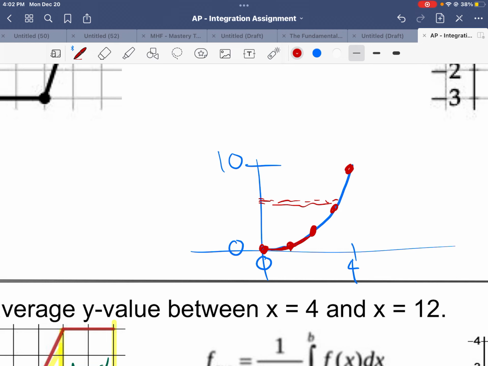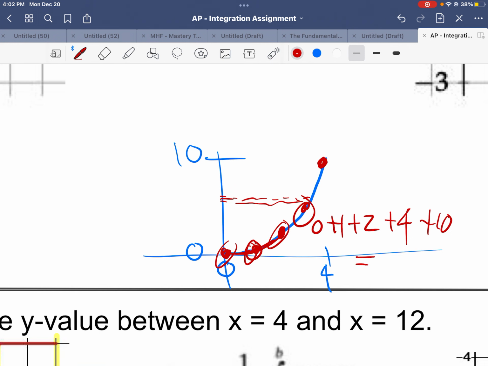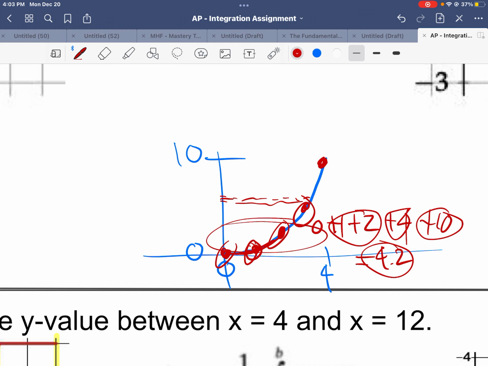And if you look at that, you'd have maybe 0 plus 1, plus maybe 2, plus maybe 4, and then 10. And if you get that average, well, 1 plus 2 is 3, plus 4 is 7, plus 10 is 17. 17 divided by 4 is like 4.2, right? So it's not 5. It's not the middle. And it's going to be a little lower than 5, because there's more y values below 5.